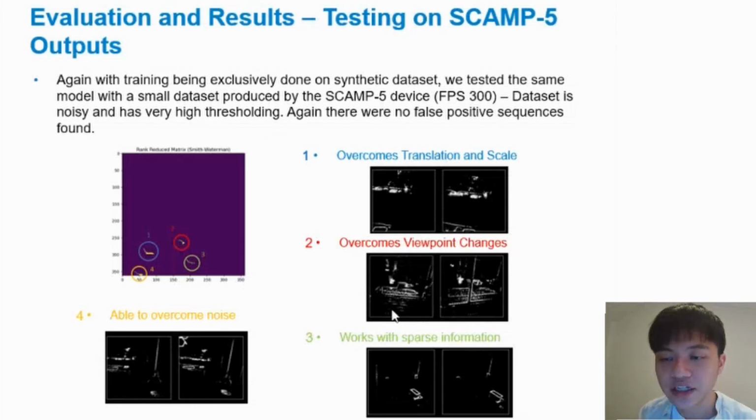In here, we managed to overcome some viewpoint changes, such as the rotation of the cupboard in this case. It also overcomes translation and scale within these images, and it also works with very sparse information. For example, these two images only have small squares and the rest are all black, but our algorithm still successfully managed to match them. The last thing is that our algorithm also managed to overcome some noise, where we could see that in this image there are these light bulbs occurring here, whereas this image doesn't have them, but our algorithm was still able to match these two images.